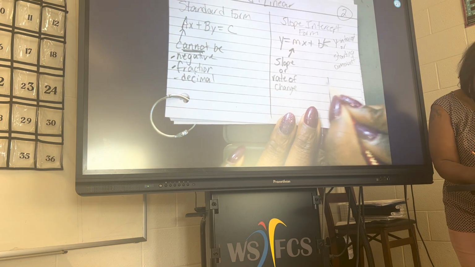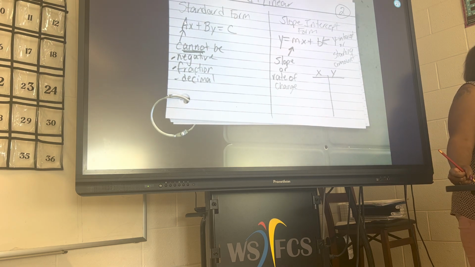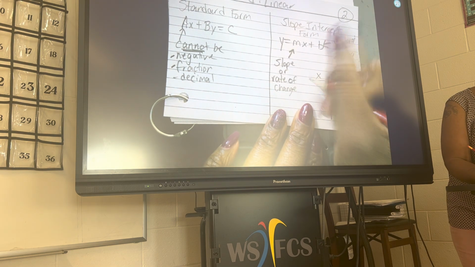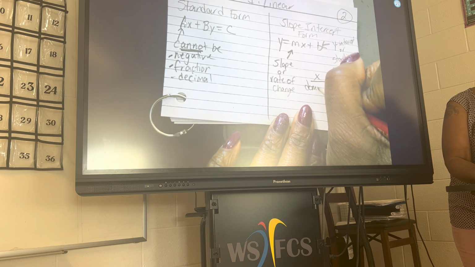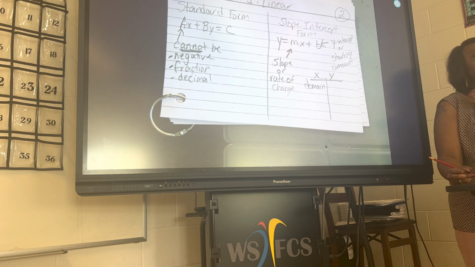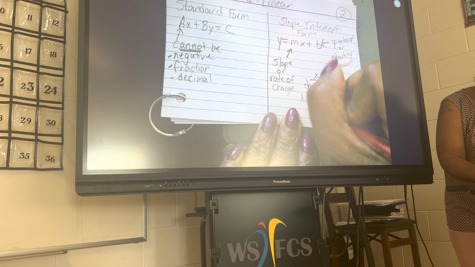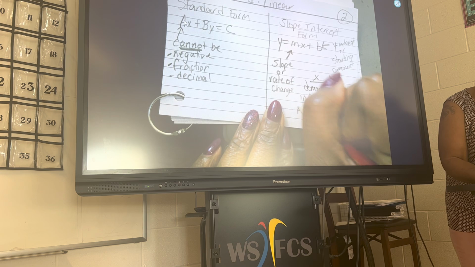Different names for x and y. What's another name for x values besides just x values? Domain. What's another name for x besides domain and x values? When you said zeros, you're thinking about the x-intercept, where the line crosses the x-axis. Do you understand what I just said? So we have domain, independent variable, or let's put input, and then independent.